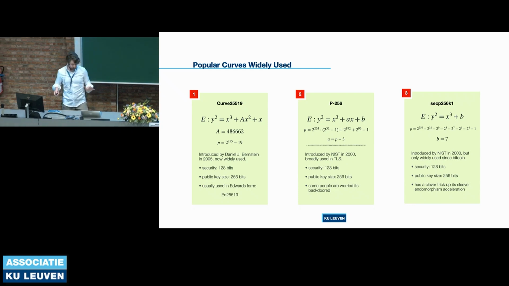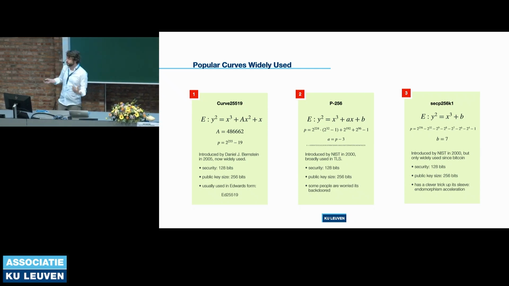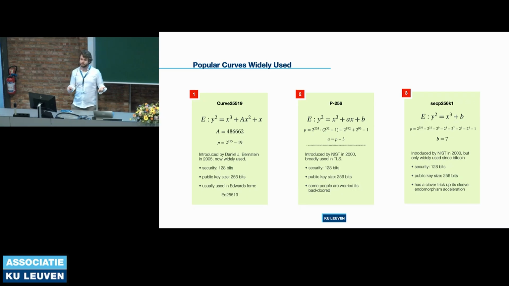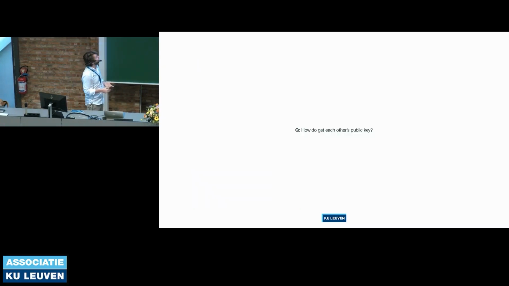That concludes the Diffie-Hellman key exchange part. There's one question that you should still have now, if you've never seen public key crypto before, which is, how do you actually get each other's public key? Because we assume at the start somehow that we have these public keys from somebody else, but how do you know that somebody else's public key is actually theirs? Keep that question in mind, because we're not going to answer it now.